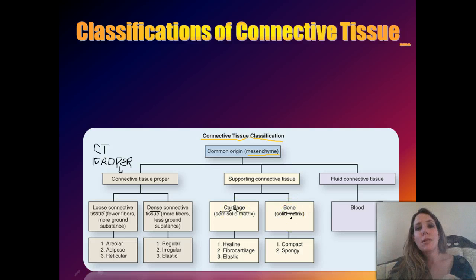Bone, of course, that's solid, right? So connective tissue proper, loose versus dense. Supporting connective tissue, cartilage versus bone. And then finally, the third category is all by itself. That one we can just do right now. It's easy, and that is blood. So fluid connective tissue is blood. And then you can see under each of these, we have these different categories.